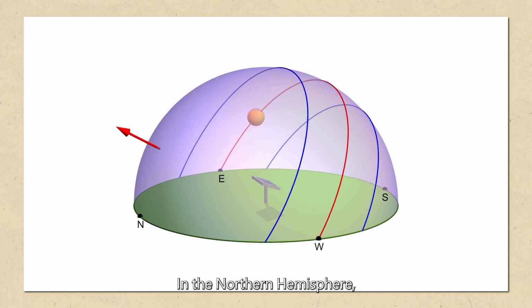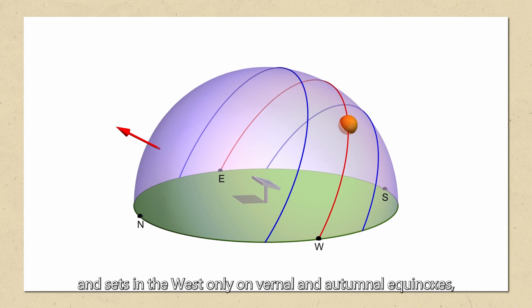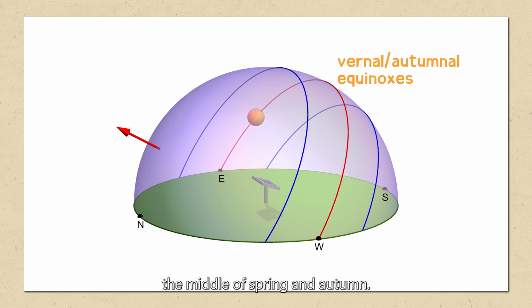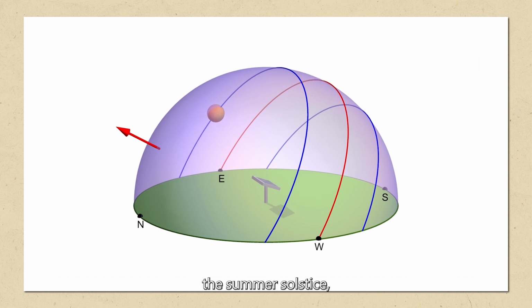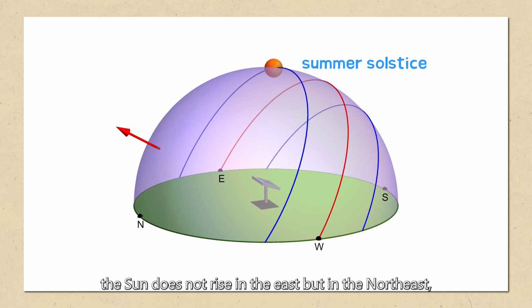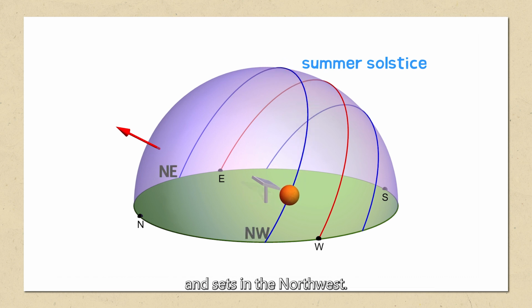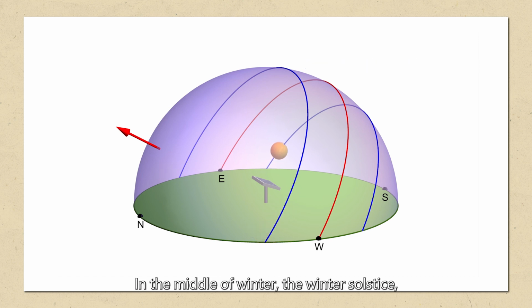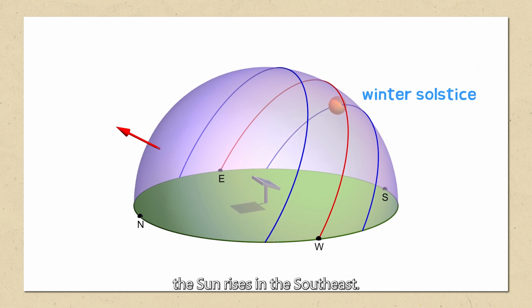In the northern hemisphere, such as in Hong Kong, the sun rises in the east and sets in the west only on the vernal and autumnal equinoxes, the middle of spring and autumn. In the middle of summer, the summer solstice, the sun does not rise in the east but in the northeast and sets in the northwest. In the middle of winter, the winter solstice, the sun rises in the southeast. It reaches the highest position in the sky and sets in the southwest.